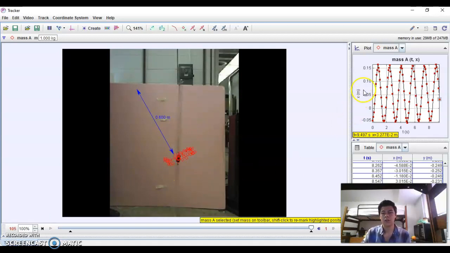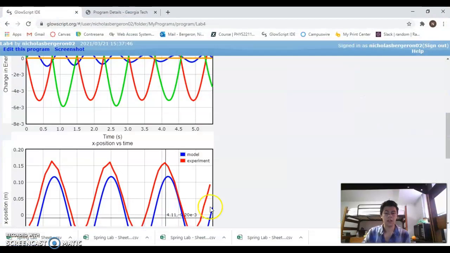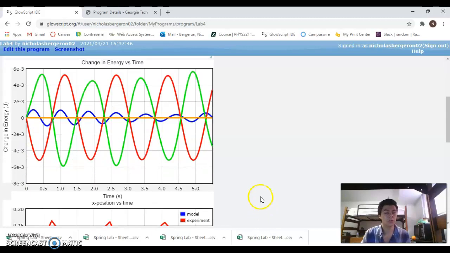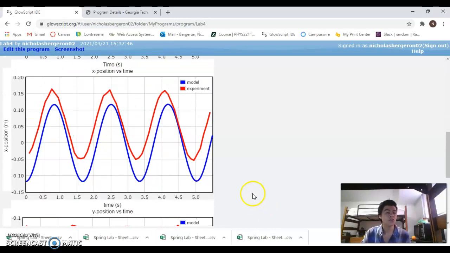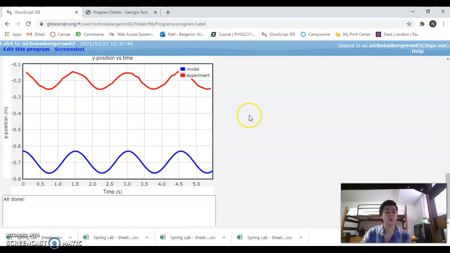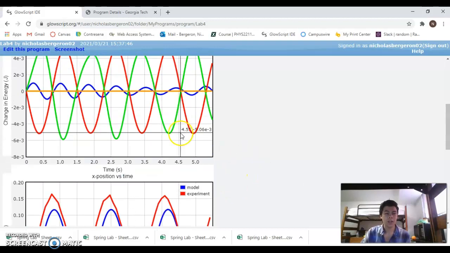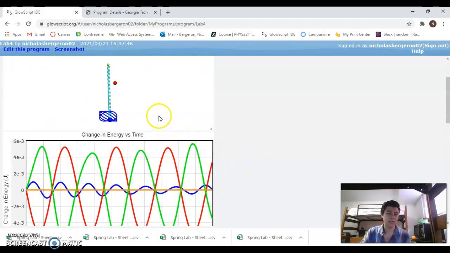And here is our x versus time graph. So what we did is, using this graph from Tracker, I made a code, or we used the code basis to have a model versus experimental graph for both the x position and the y position, and also, of course, our change in energy versus time.